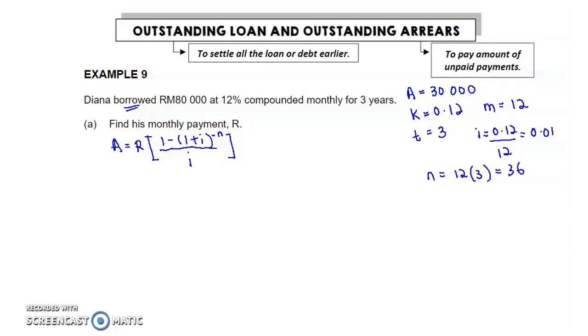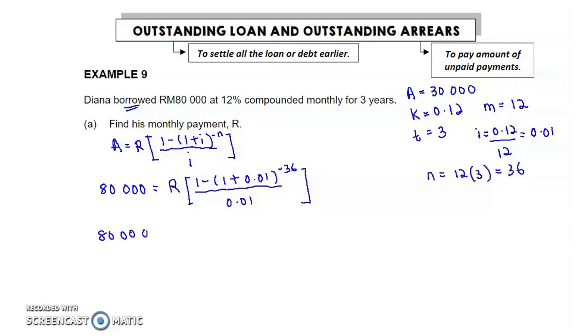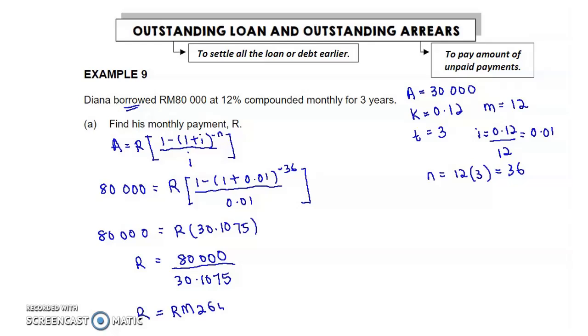Substitute the values. A is 80,000. We want to find R here, multiplied by 1 minus 1 plus I, where I is 0.01, N equals 36, so power of negative 36, divided by 0.01. Now calculate the value inside this square bracket. If you calculate this, you will get 30.1075. So R equals 80,000 divided by 30.1075. So monthly payment is RM 2657.15. Every month you pay this amount.